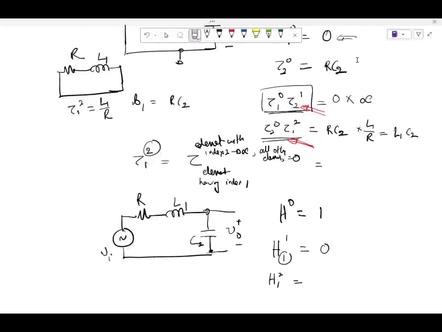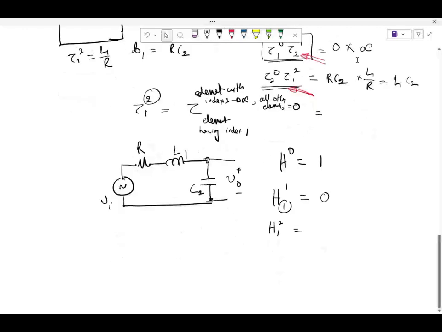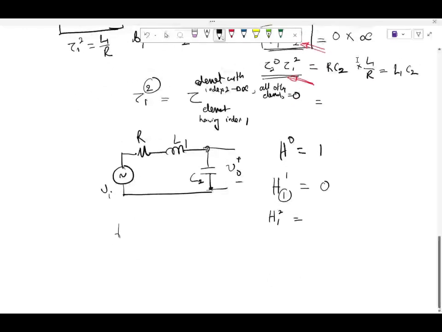What about H1, 2? I mean, infinite valuing what? C2. If I infinite value C2, then obviously, what will it be? 0. Why? Why 1? If I infinite value C2, what happens? What does the circuit reduce to?